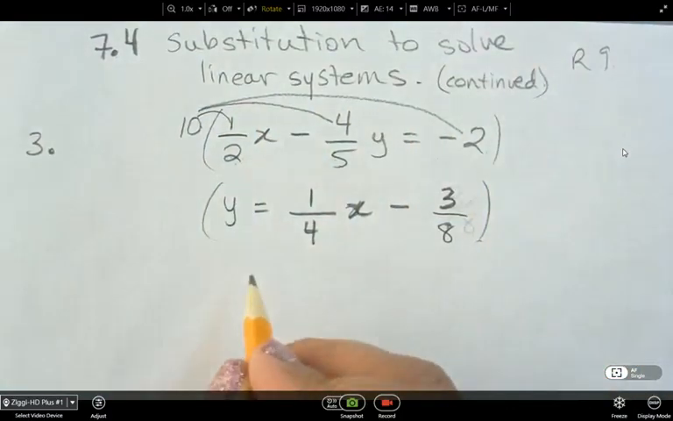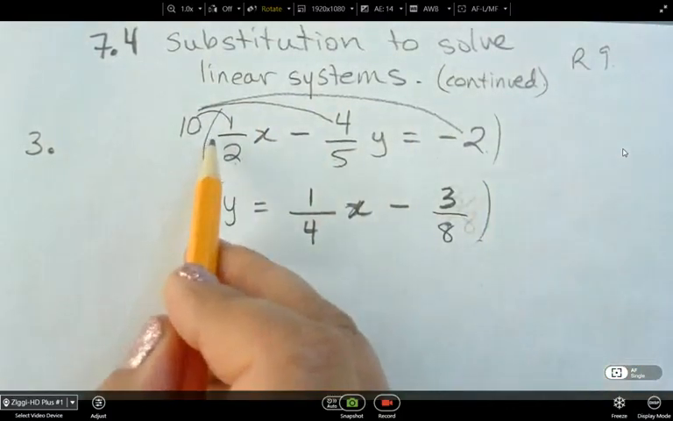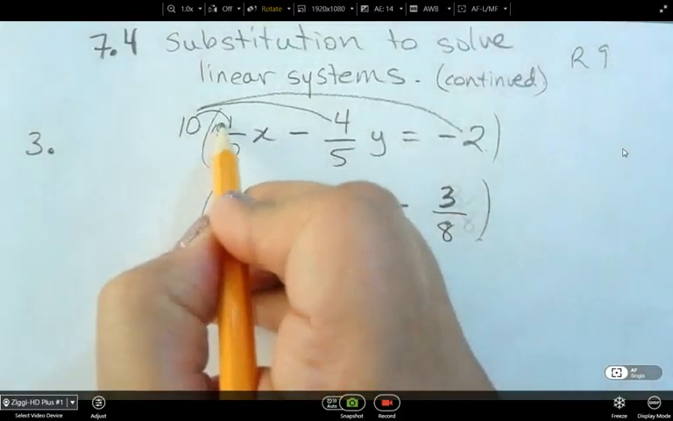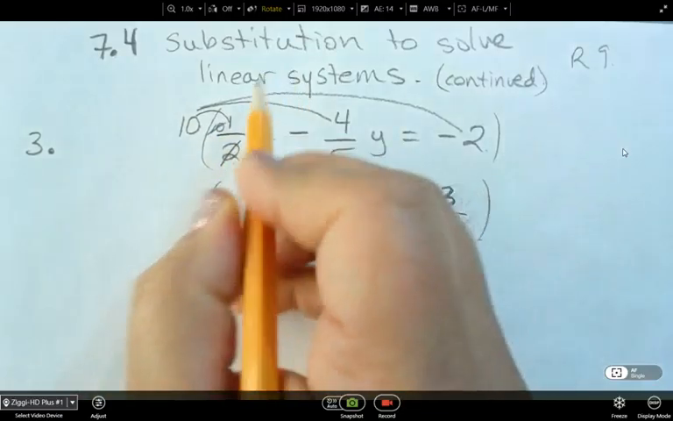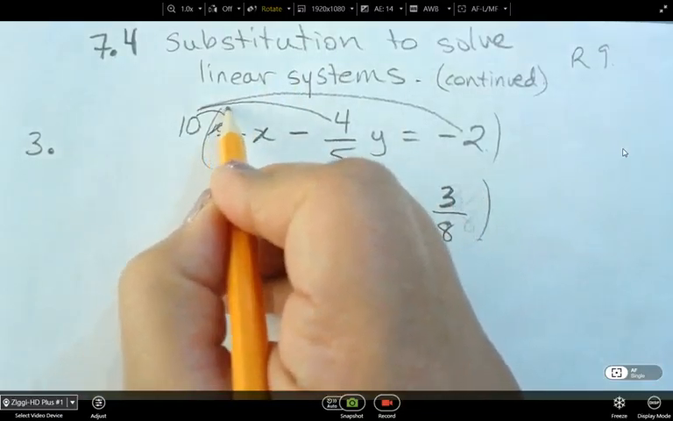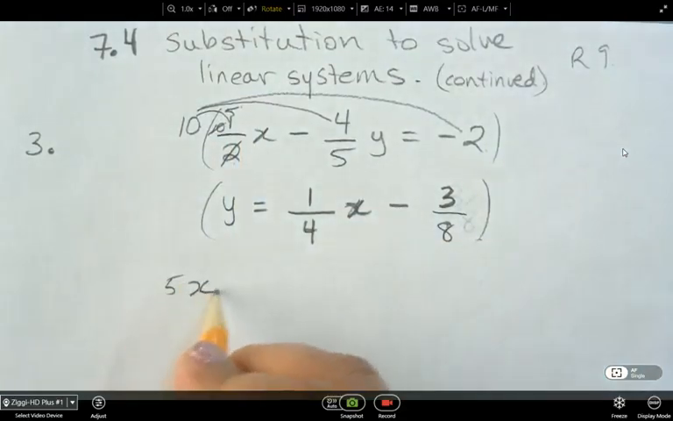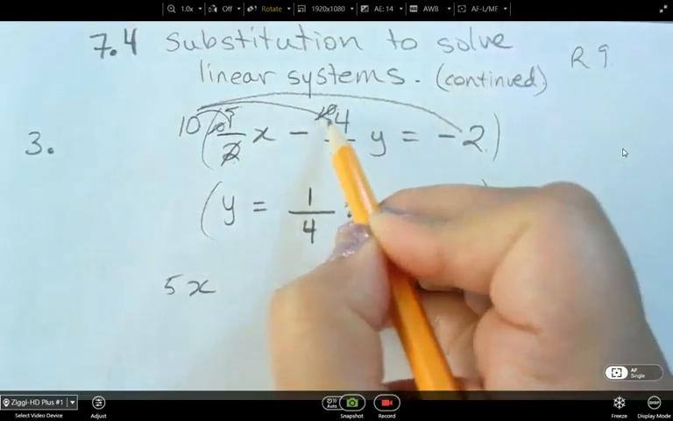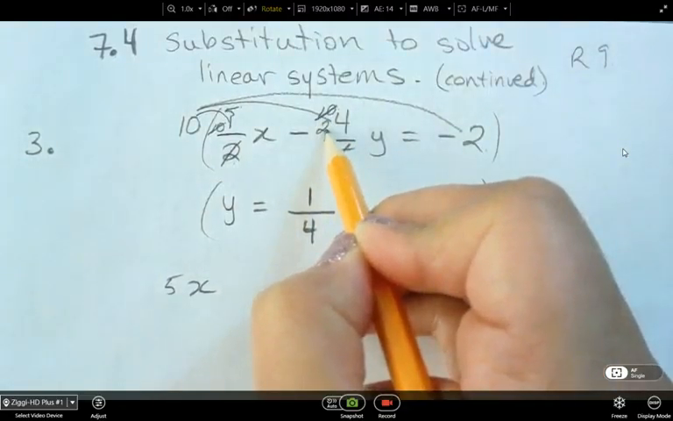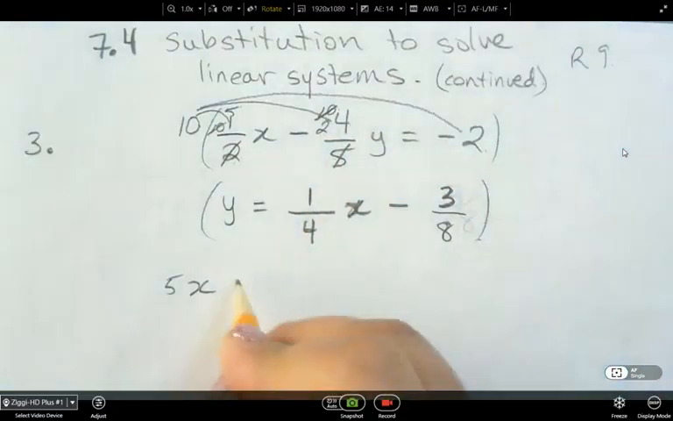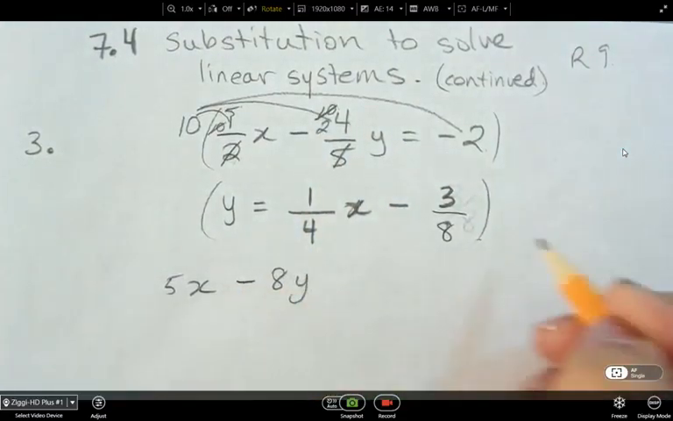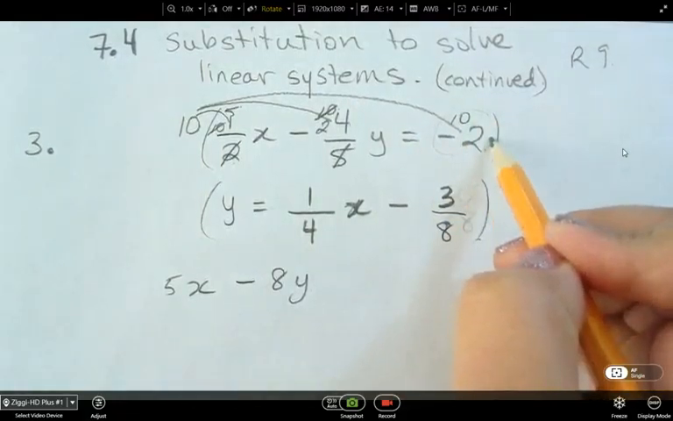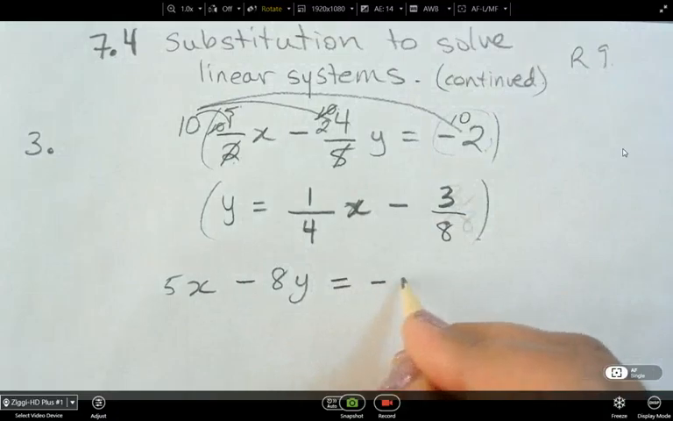All right, so what happens to this first equation then? If I have a 10 here, the 10 cancels with the 2 and I end up left with a 5, so I get 5x. And then if I multiply a 10 here, it cancels with the 5 and what's left? 2. So 2 times 4 is 8y. And then if I take the 10 and multiply it by this negative 2, I get negative 20.